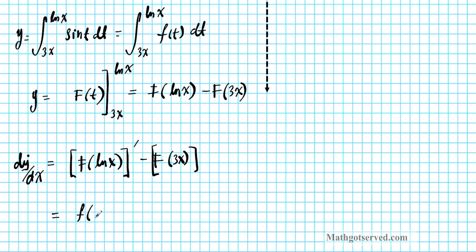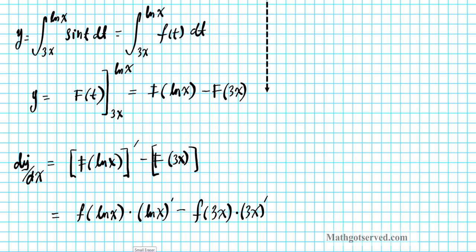F of ln x, using the chain rule, times ln x prime, minus, in this case, the same story, f of 3x times 3x prime. Okay, so this is where you can see the reason why we made the substitution.